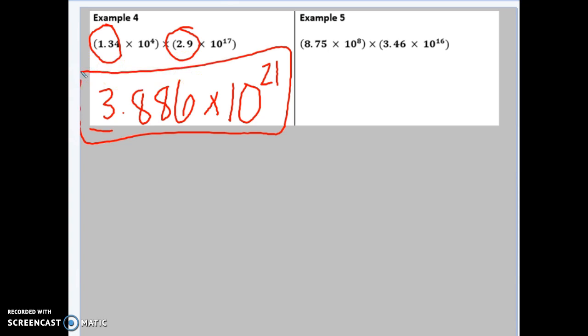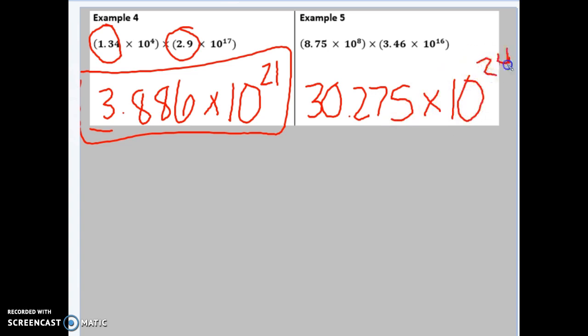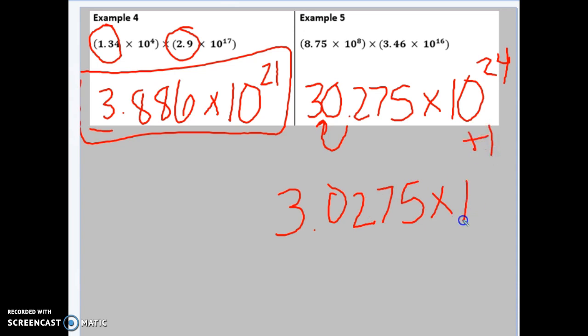All right, example 5. You're going to multiply 8.75 times 3.46. When you do that, you get 30.275. You add your exponents together, so it's going to be times 10 to the 24th power. Now we don't have something in scientific notation. I have to move this one spot to the left. So we have 3.0275. And because I moved it 1 to the left, I have to add 1 to my exponent. So it's going to be times 10 to the 25th power.